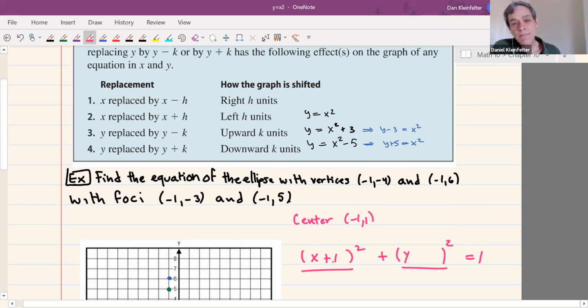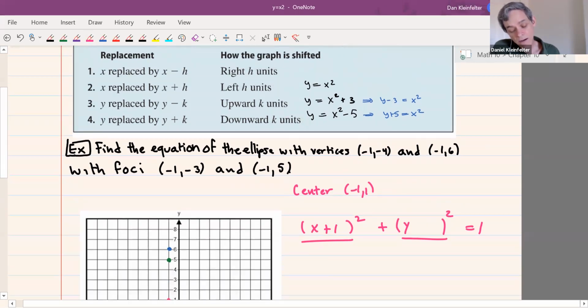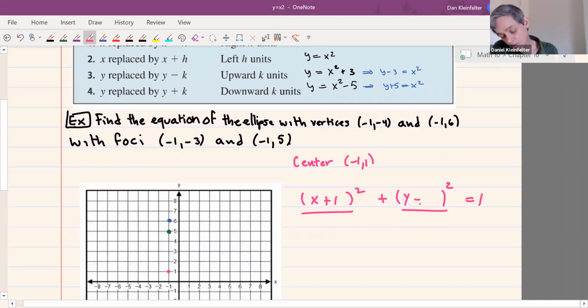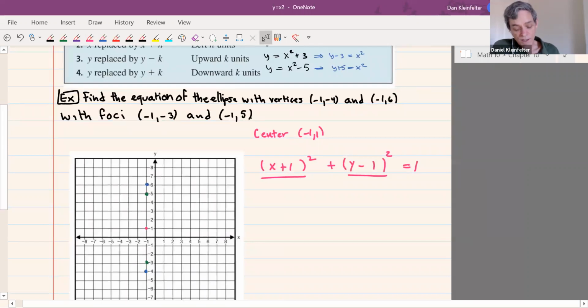Okay, it's been upshifted also by 1 unit. So we're replacing our y by y minus k. So if it's upshifted, that'll be y minus 1. Okay. All right, so there's our center. And then the rest of it is going to be relatively smooth sailing. So the distance from the center, this thing is taller than it is wide, right? The foci are on the major axis. So the distance from the center to a vertex is 5, right?